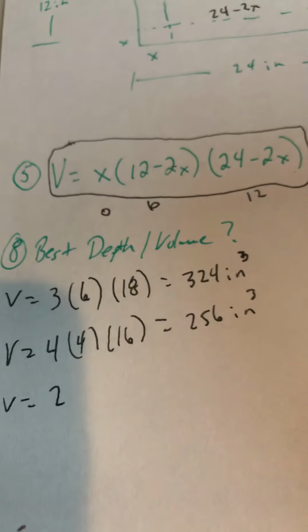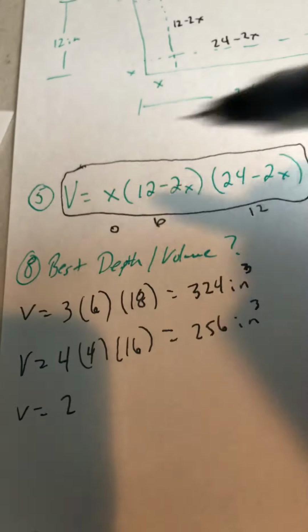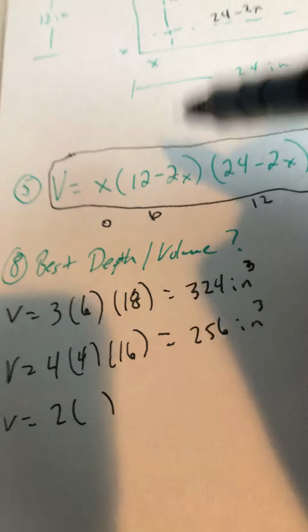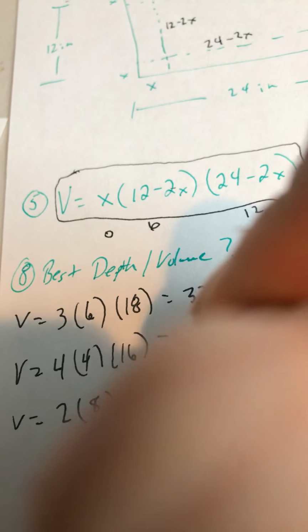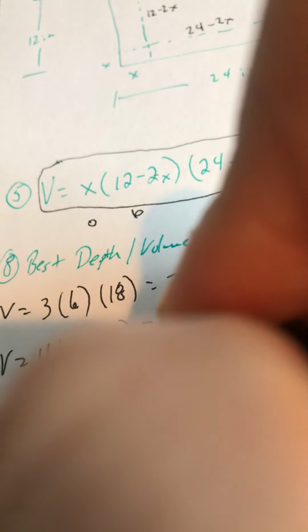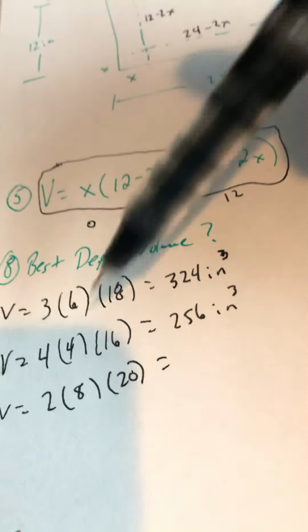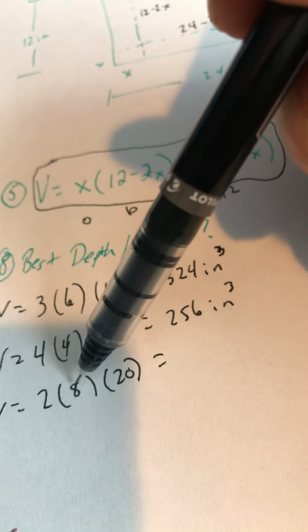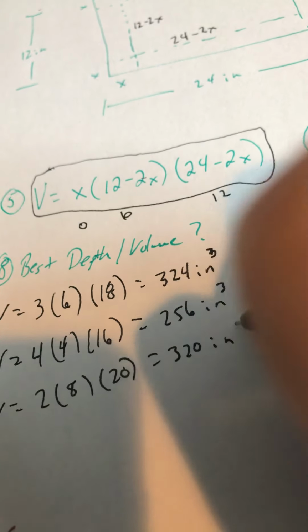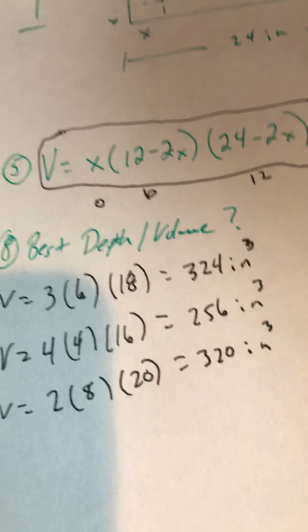So now last I'm going to check is 2. If the depth is 2, what's the volume? So if we plug 2 in, 12 minus 4 is 8. And over here, 24 minus 4 would give me 20. And so 2 times 8 is 16. 16 times 20 is 320 cubic inches. So your answer for number 8 is 3.